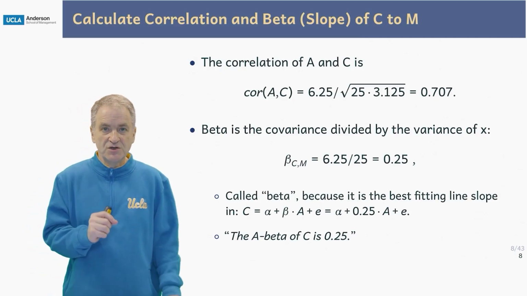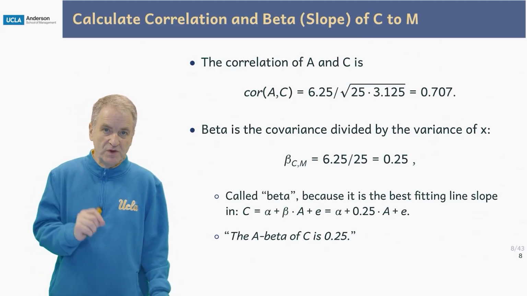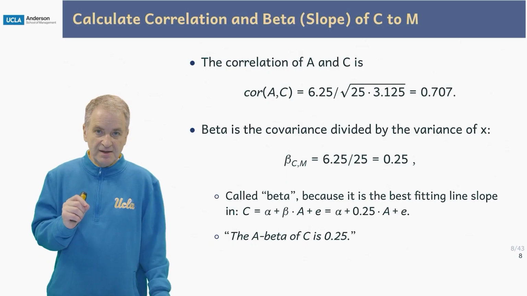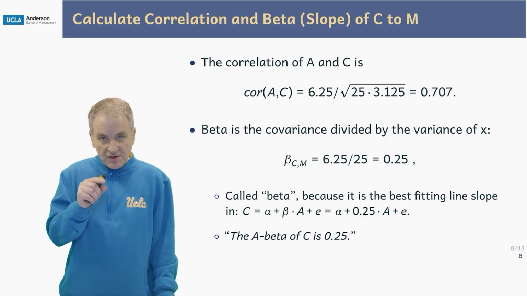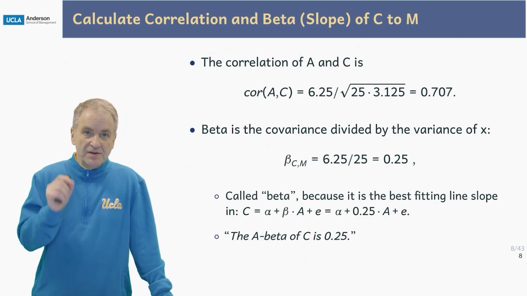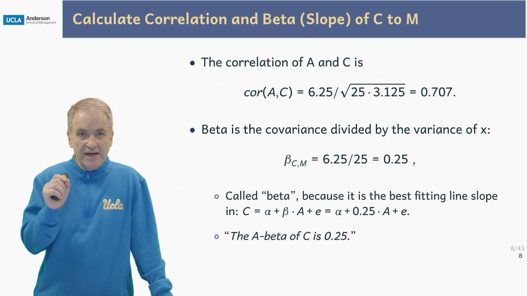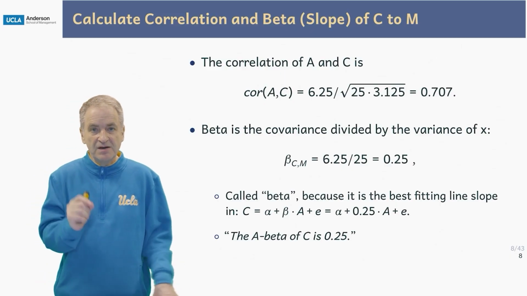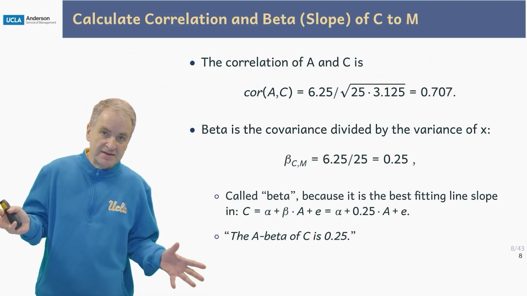There's another measure of how A and C move together, and that's called the beta. And the beta of C, M is the covariance between A and C divided by the variance of A. Well, in this case, it's M.